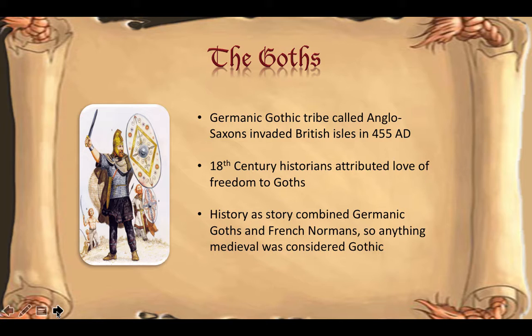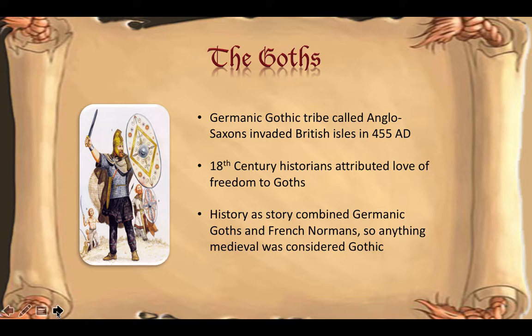However, the fact that history was based on story rather than research led the 18th century Englishmen to combine tales of the Germanic Goths with tales of the French Normans, Stevens says. As a result, anything medieval was considered Gothic. This led the term to refer to a rather unusual combination of some of the governmental forms practiced by the Germanic Goths with the artistic creations of the French Normans.